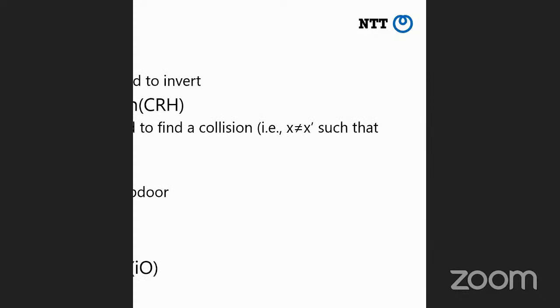First, let me begin with a very basic introduction. As you know, in cryptology, we study many cryptographic primitives.